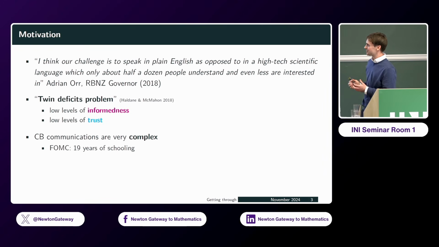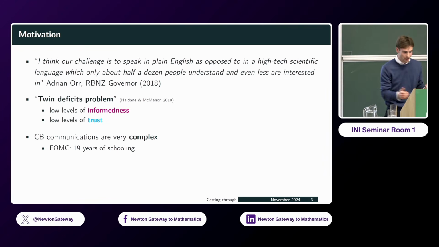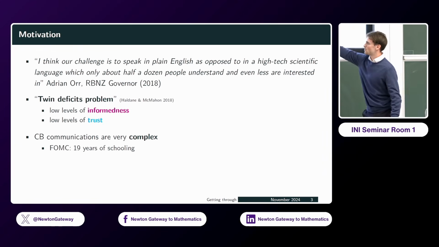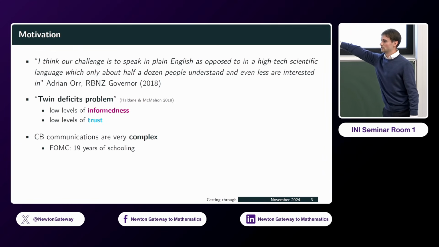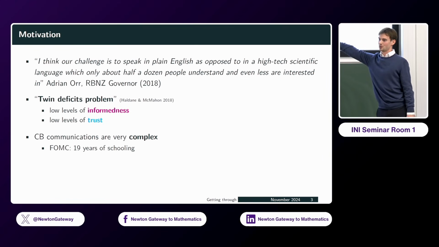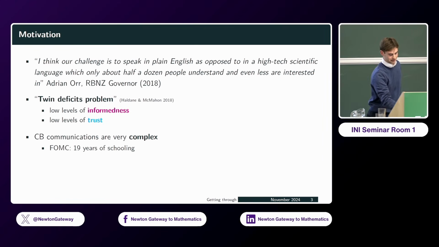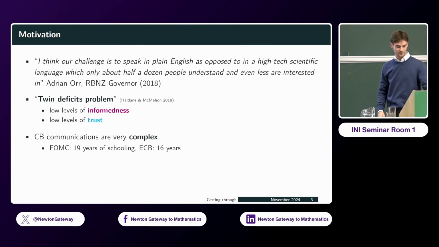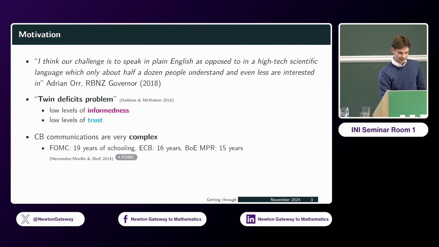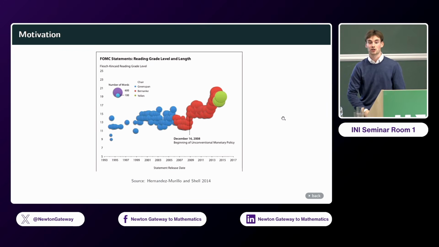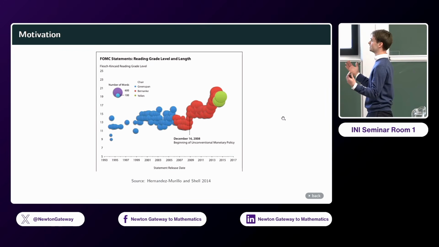And is it really a surprise if communications are so complex? Studies indicate that in order to understand the FOMC, the US central bank, people would need 19 years of schooling to understand the reports that they communicate. For the ECB, the European Central Bank, 16 years, and for the Bank of England, 15 years. And there's this nice graph here, if my hyperlink works, which shows the complexity of communications.